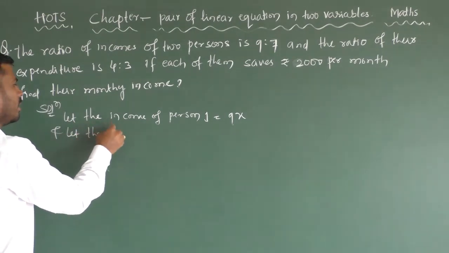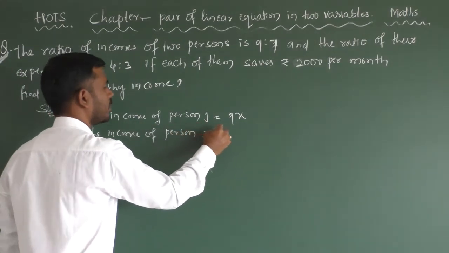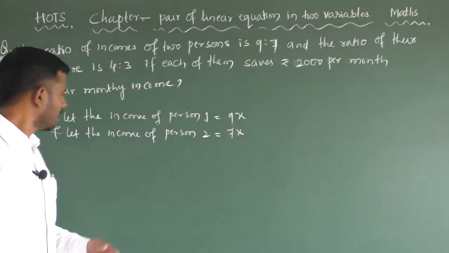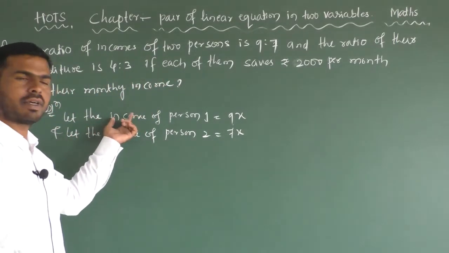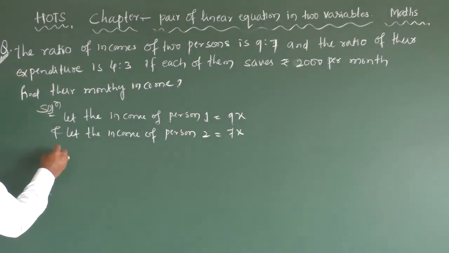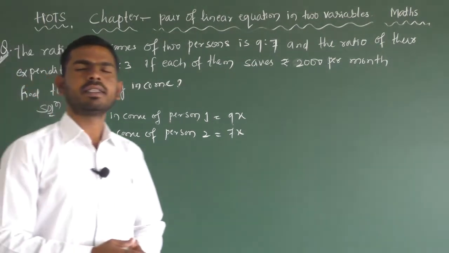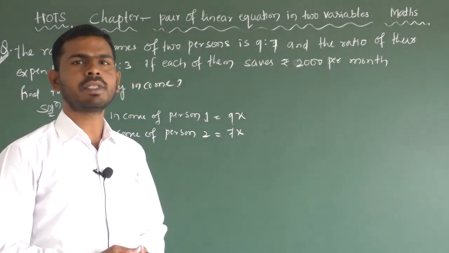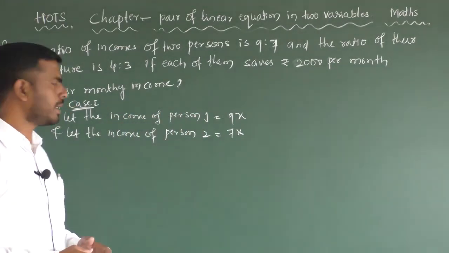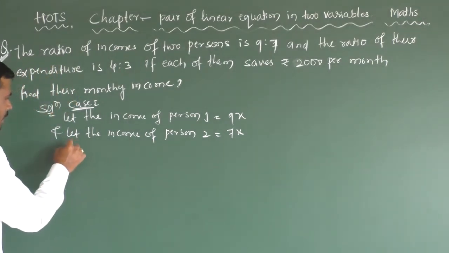And let the income of person 2, the second person, be 7x. Here we consider the income of person 1 and the income of person 2, that is 9x and 7x. This can be considered as case 1. In case 1 they gave the income of person 1 and person 2, so let the income of person 1 be 9x and the income of person 2 be 7x.